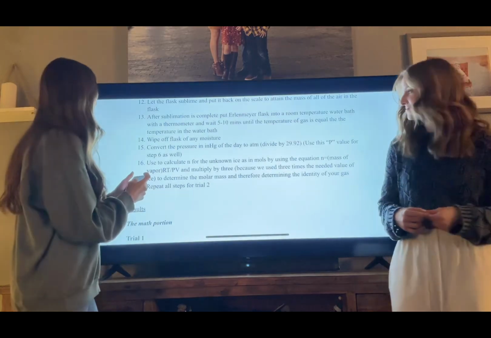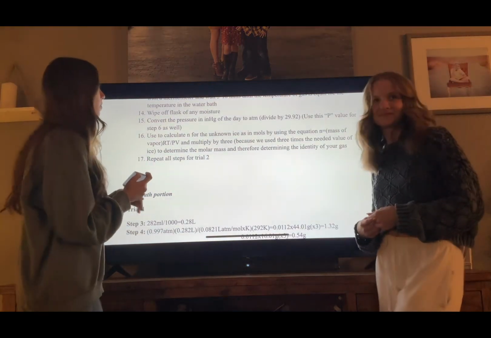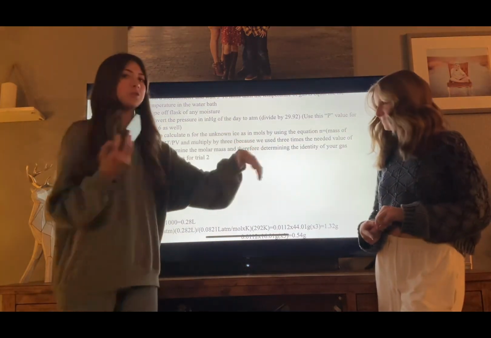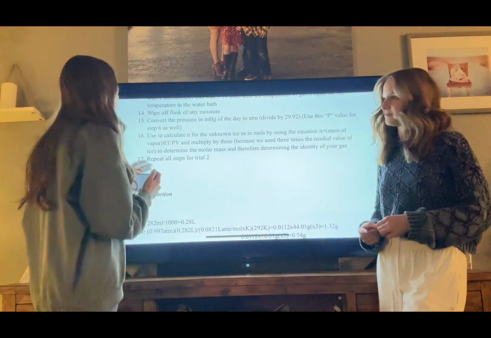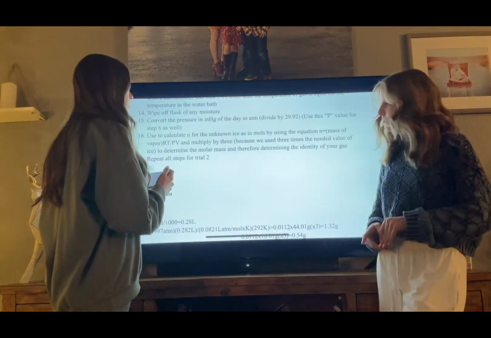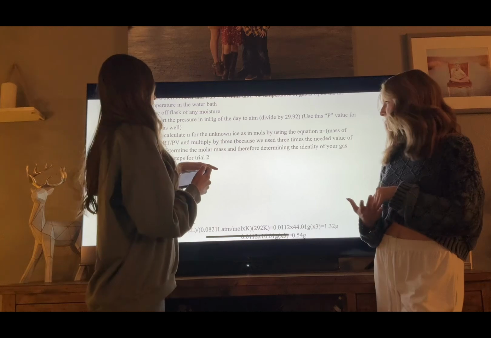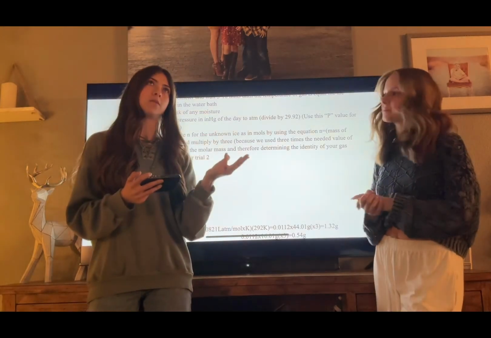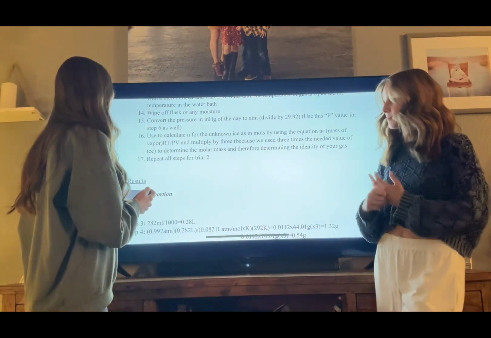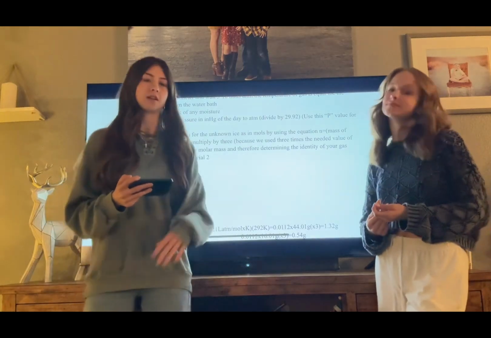And then we converted the pressure in inches of mercury the day of, which you can get from the Weather Channel, which is what we did. And then we used this to calculate for the unknown ice moles. And then we used the equation N equals RT over PV. And then we had to multiply by 3 because we used 3 times of the grams that we needed. And then we did all of that for one trial, and then we did it again for the next trial. Now we're going to talk about the math.